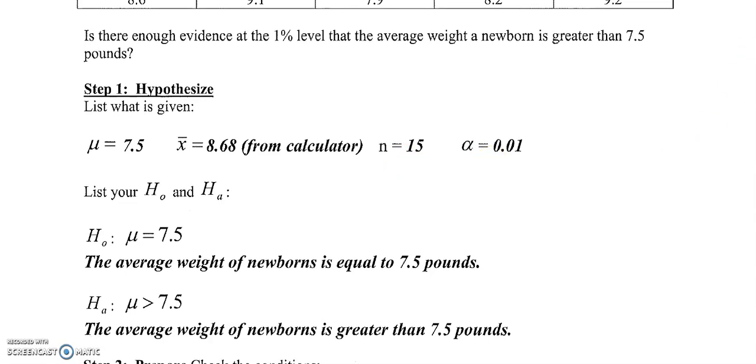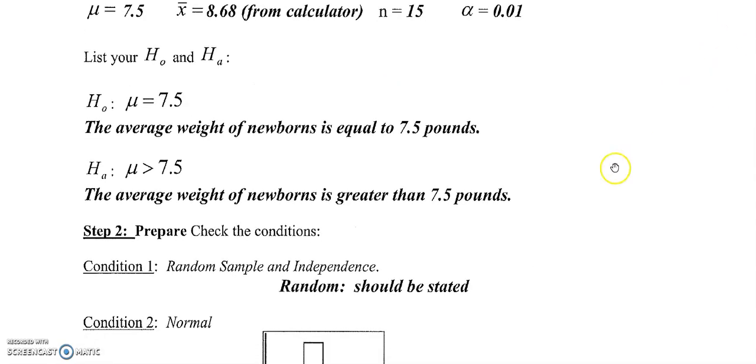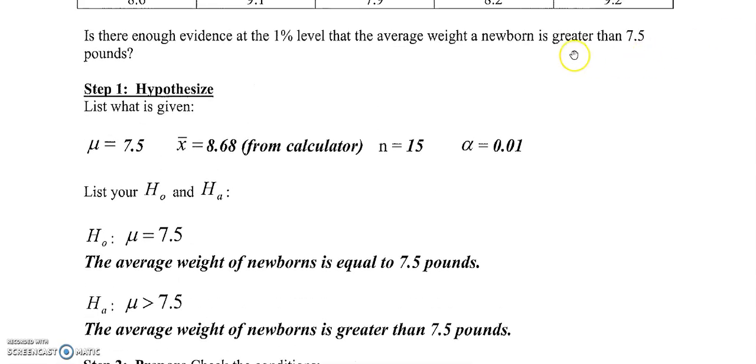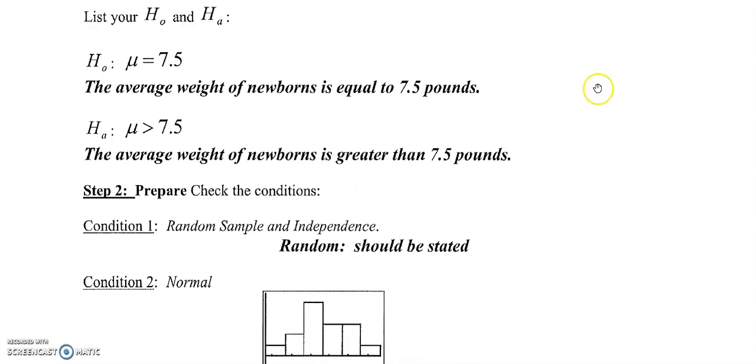So for our H0 and HA, we're dealing with numbers. We're not dealing with proportions in this case. So we use mu equals 7.5. The average weight of newborns is equal to 7.5. That's the claim. And HA is going to be mu greater than 7.5, because in the problem we're asking for greater than 7.5. So HA would be mu greater than 7.5. The average weight of newborns is greater than 7.5 pounds.